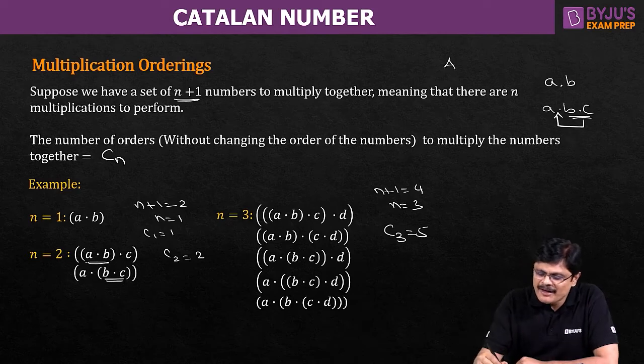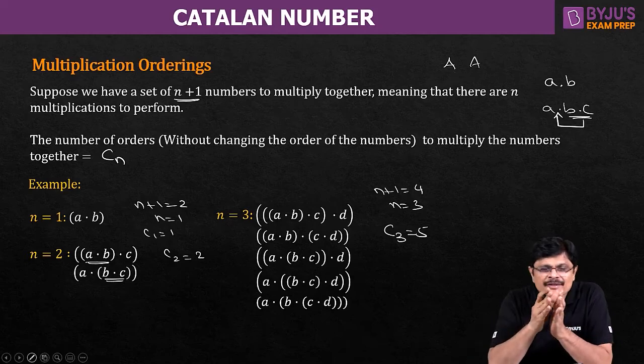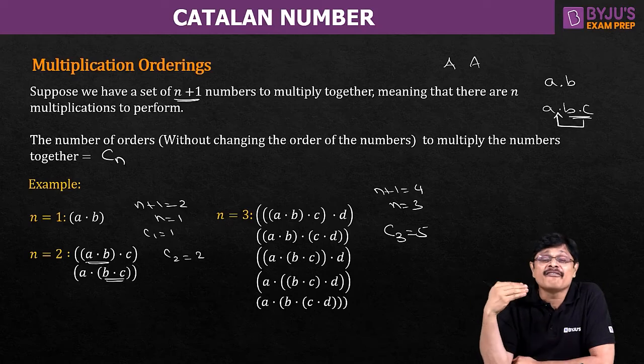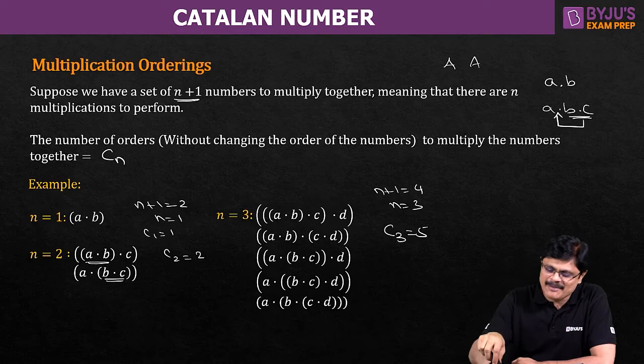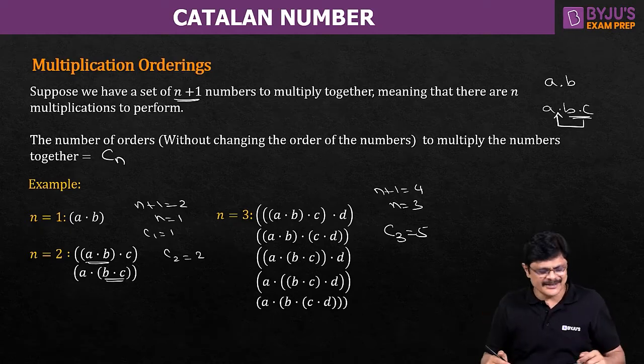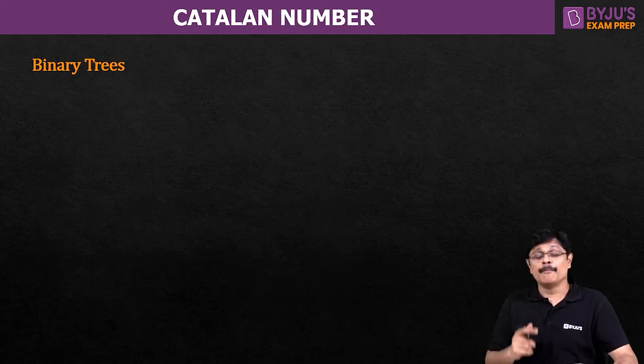So if you are writing A1, A2, A3, the orders of the matrices must be in such a way that the multiplication is possible. We call it conformability for multiplication. Am I clear? Please remember that. Except for that, the idea is exactly the same. Got it? The next one, binary trees.